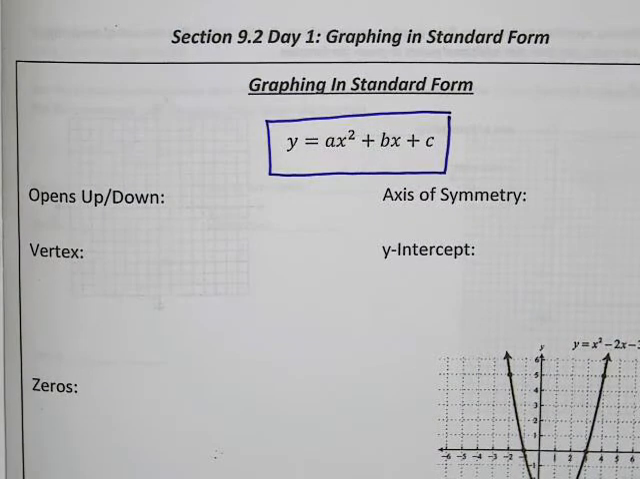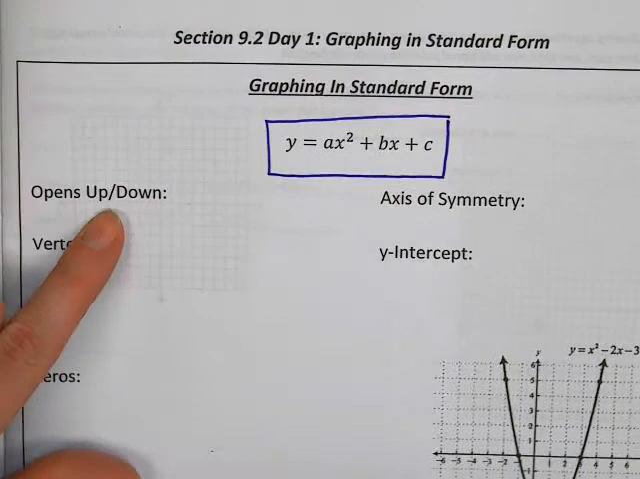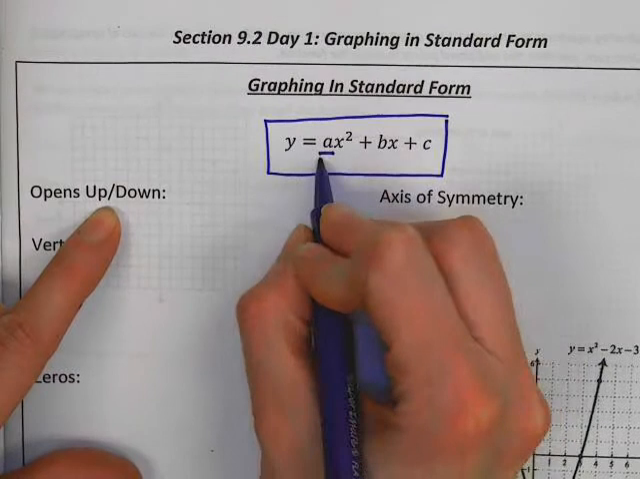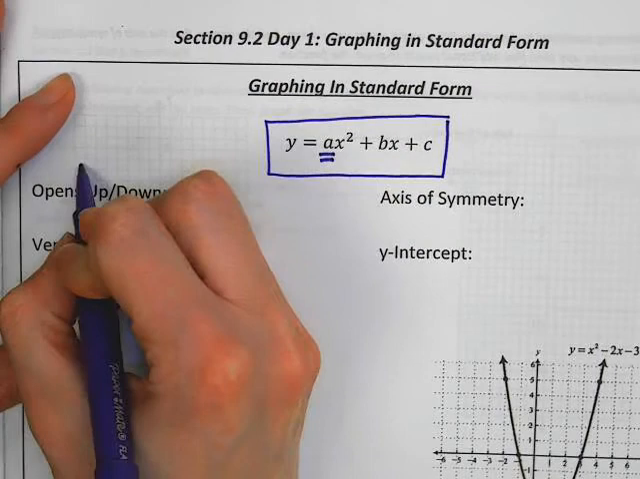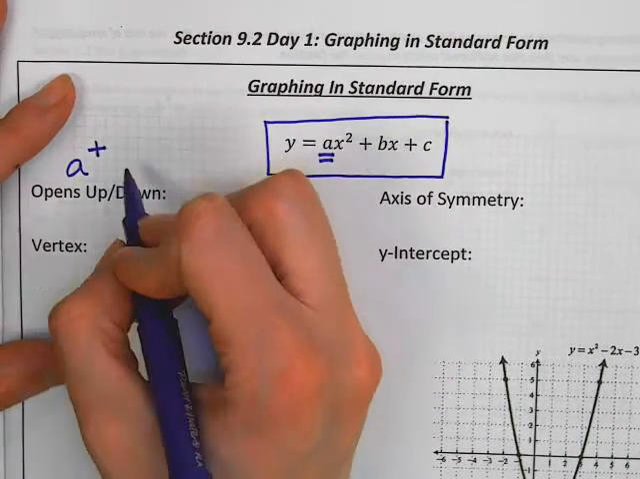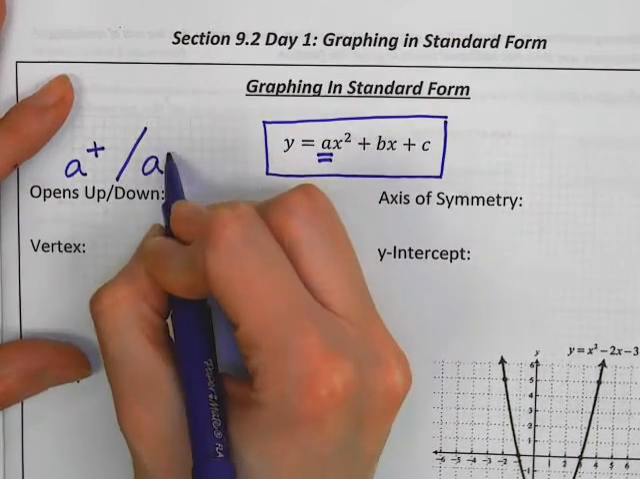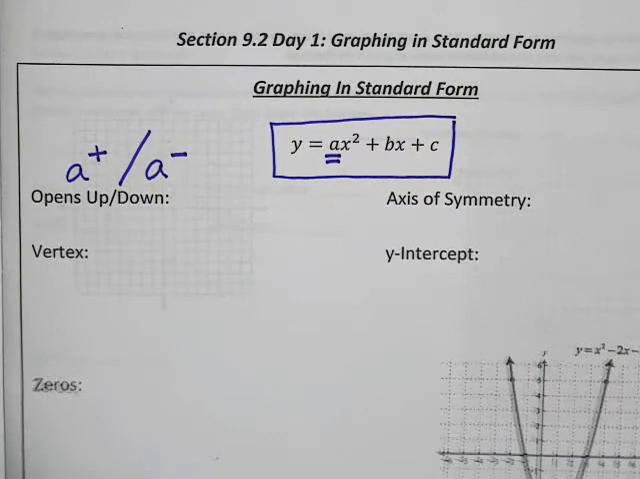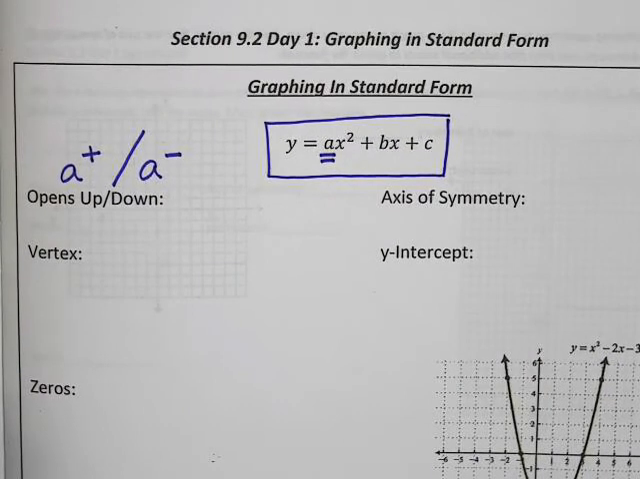Okay, so a couple things you have to know if it's in this form. Whether it opens up or down is all based on a. So if a is positive, it opens up. And if a is negative, it opens down. Okay, that's pretty easy to remember.